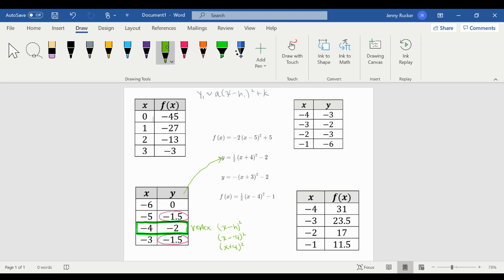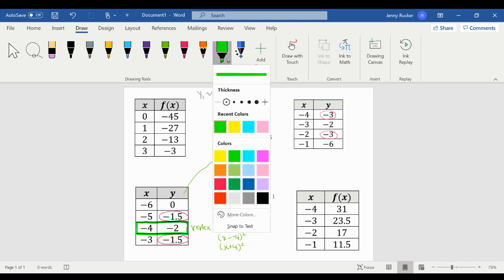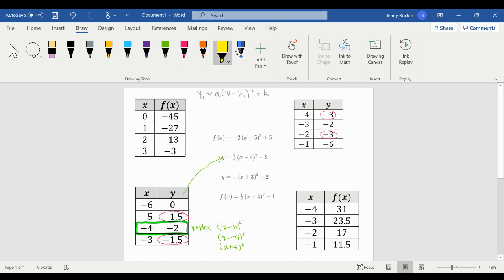Our y values go from -3 to -2 to -3 to -6. Once again, we see the repetition in this y value, and we can then identify that the vertex is at -3, -2. So that means our equation should be y = -(x + 3)^2 - 2, because our vertex here is at -3, -2.